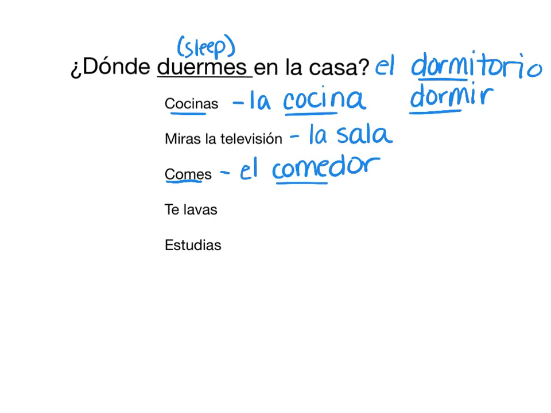Te lavas is to wash yourself. Where do you wash yourself? So that would happen in el baño. And estudias. It could be in el estudio, in the study, if you have a study in your house or like an office space, el dormitorio, and so on. Again, just noticing that these words are very similar in their roots.